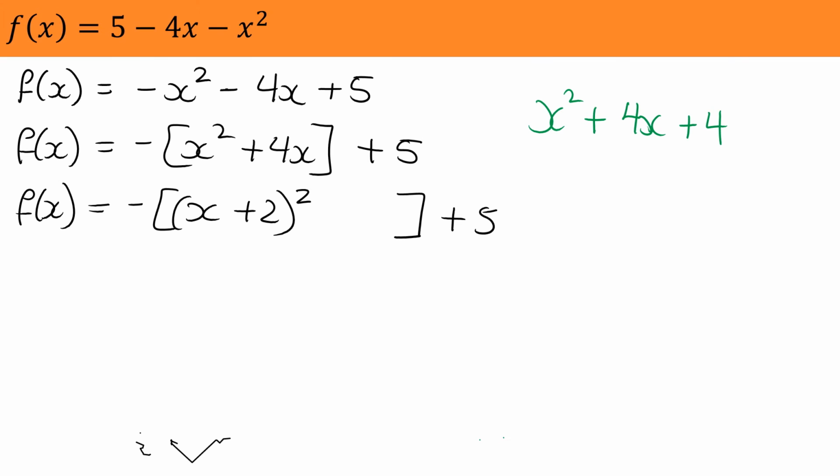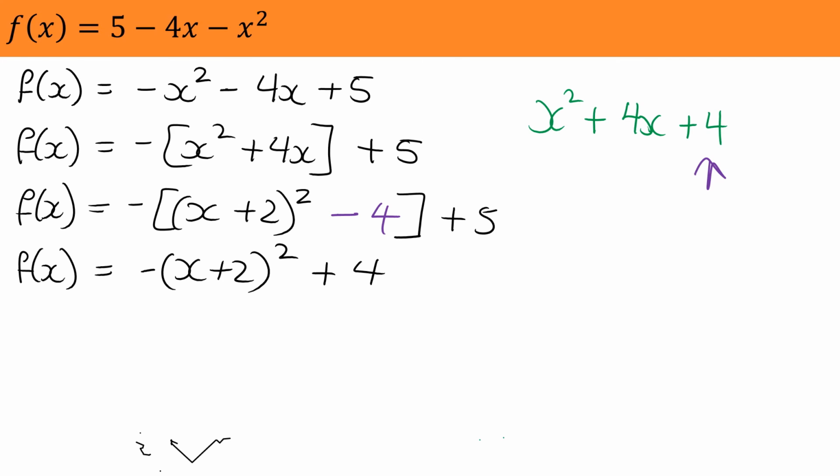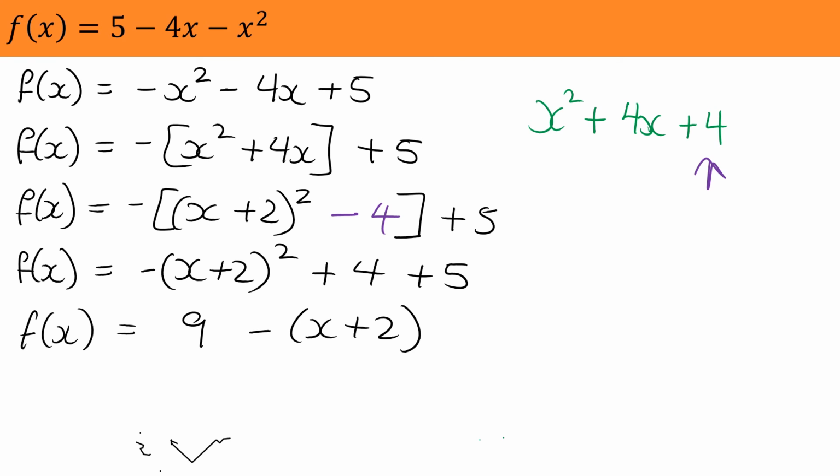And again, we notice that we have a plus 4 here that I don't require, so I'm going to subtract that out. Now on the next line you must be very careful because I need to distribute the minus back in. So I get minus x plus 2, to be squared, and the minus by the minus will give me a plus 4, plus my 5. So altogether then I have f of x equal to 4 and 5 is 9, minus x plus 2 all to be squared.